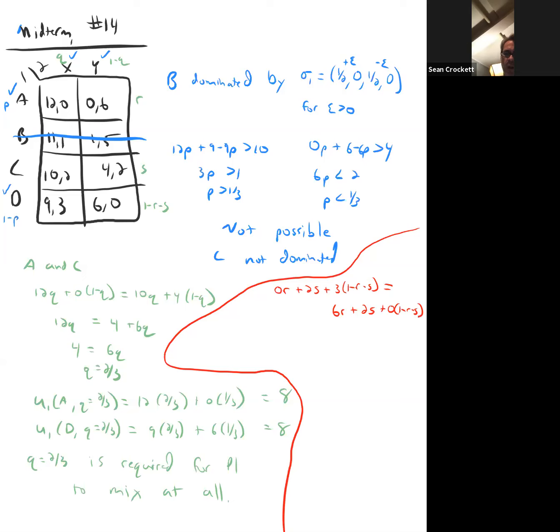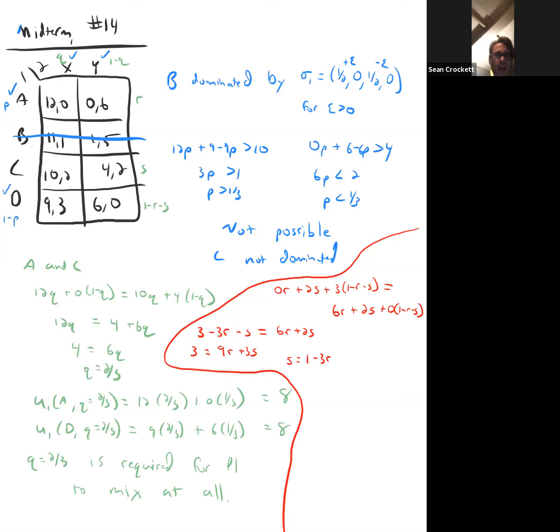All right. So we're going to have that three minus 3R minus S is equal to 6R plus 2S, which means that 3 is equal to 9R plus 3S, which means that we could say S equals, we can divide everything by three and then throw the R on the other side. S equals one minus three R.